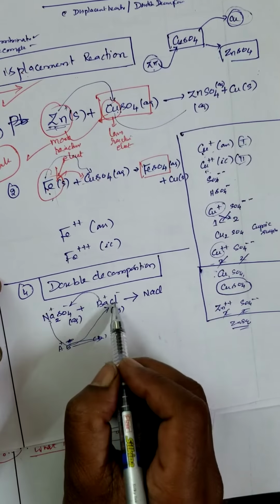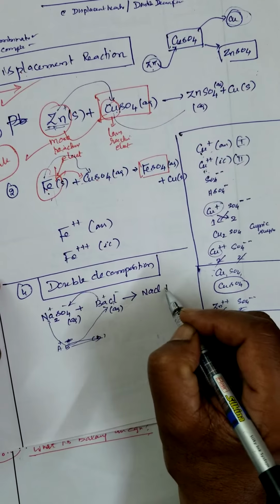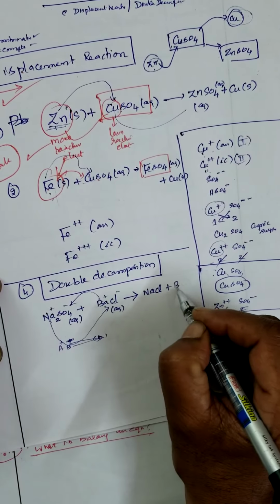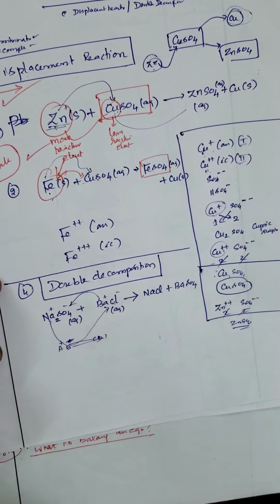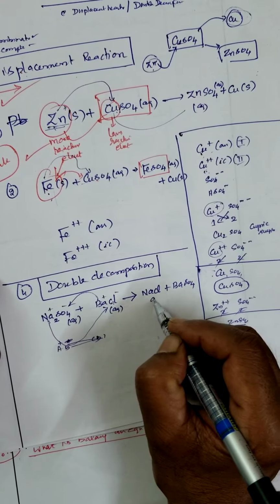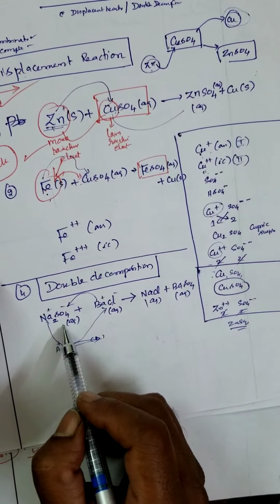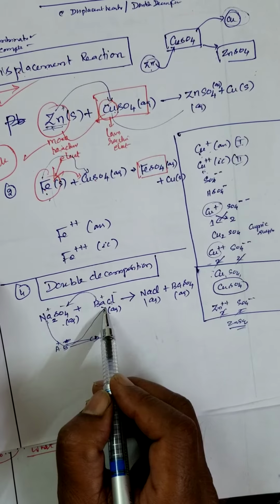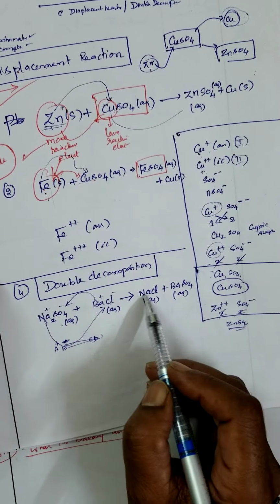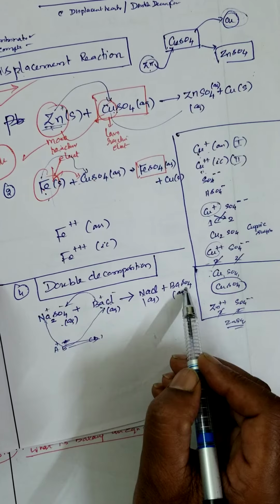Sodium chloride, this positive and negative join, and this positive and negative joins barium sulfate. All are in aqueous state only. All are in liquid state. You mix sodium sulfate solution and barium chloride solution. After some time, you will get sodium chloride solution and barium sulfate.